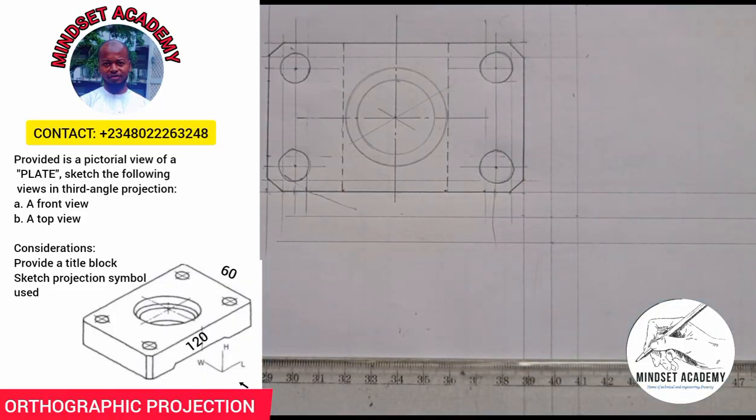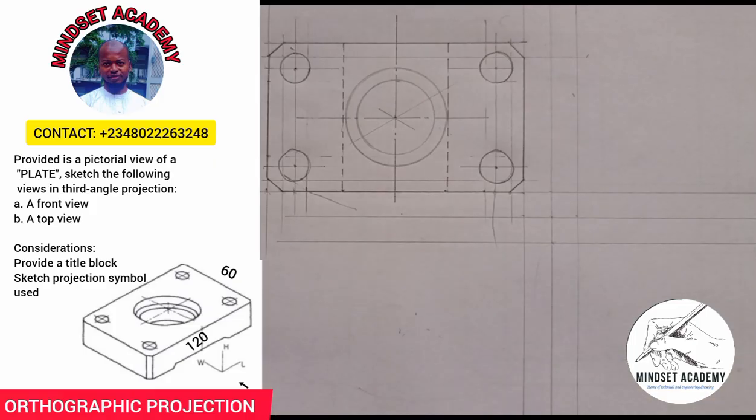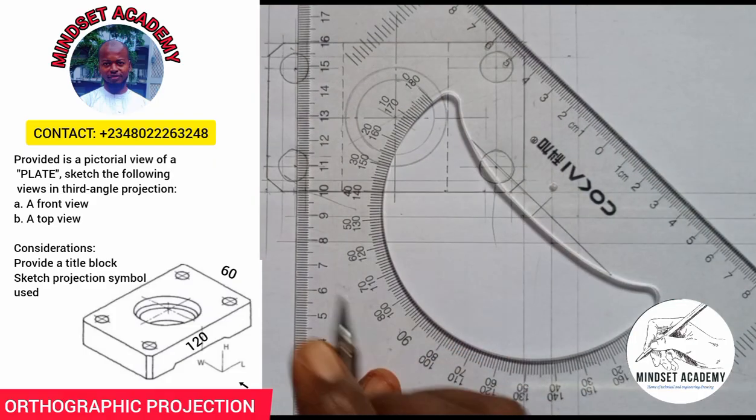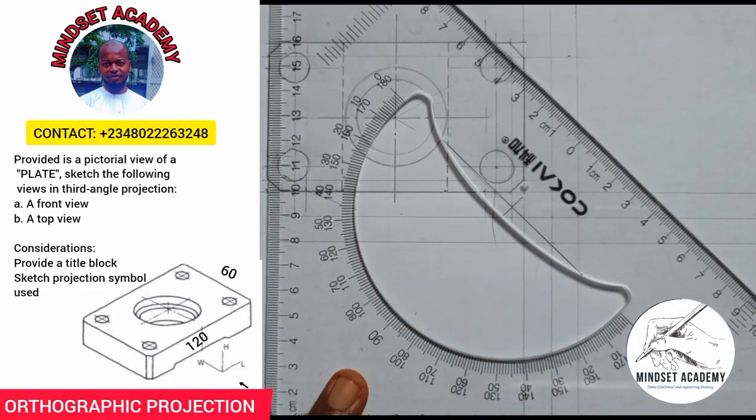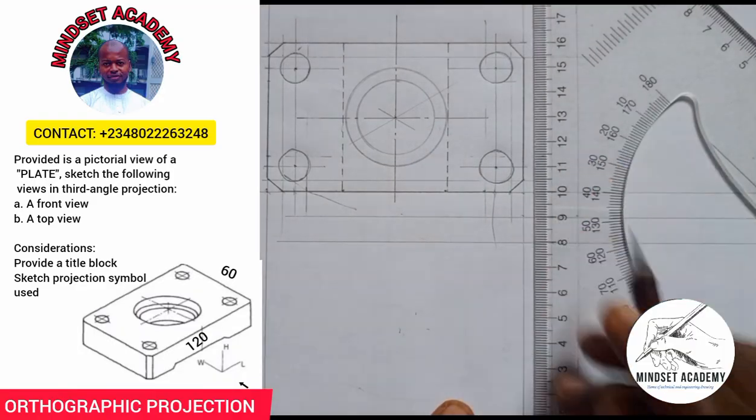Are we together? So this is what we have. Yours can be closer and so on and so forth. So we are done with what? With the plan. Now we want to do the what? The front elevation. So what you simply do, you just take this down and you take that one down too.